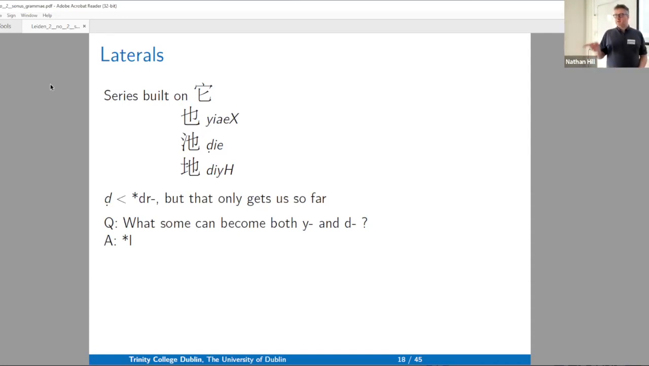Yeah. And if I can paraphrase the observation you've made another way: if I see palatal stops and dental stops mixed together in a xiesheng series, then I reconstruct dentals. But if I see dental stops and ya, the glide ya, with no palatals, then I reconstruct a lateral. Yeah.